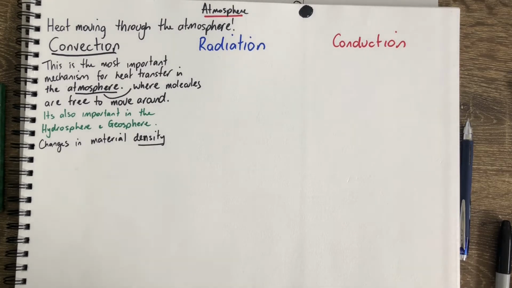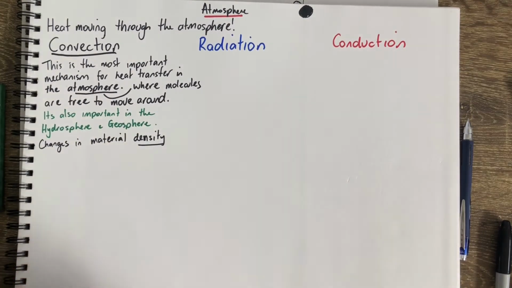Convection is our primary mechanism. But without convection in the atmosphere, there would be very little heat transfer or movement. So convection is really important. The big deal about convection is it changes the density of the material that it's in.